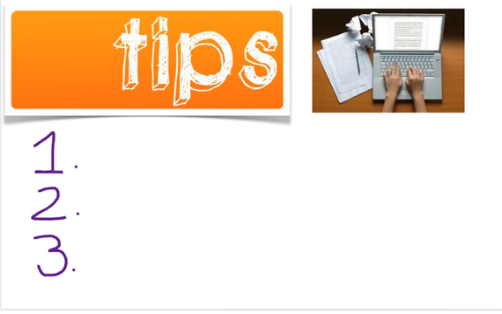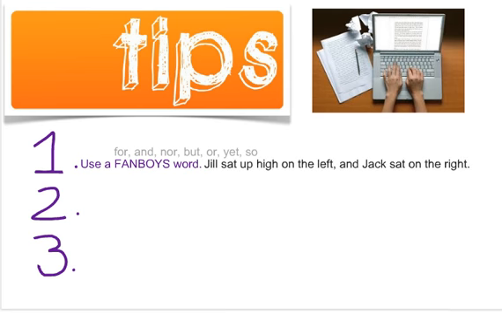Let's take a look at 3 ways to properly build a compound sentence. The first thing you could do is use a fanboys word. Fanboys stands for and, nor, but, or, yet, so. So you would write, Jill sat up high on the left, comma, and Jack sat on the right. You choose the fanboys word that helps to make the most sense out of what you've already written.